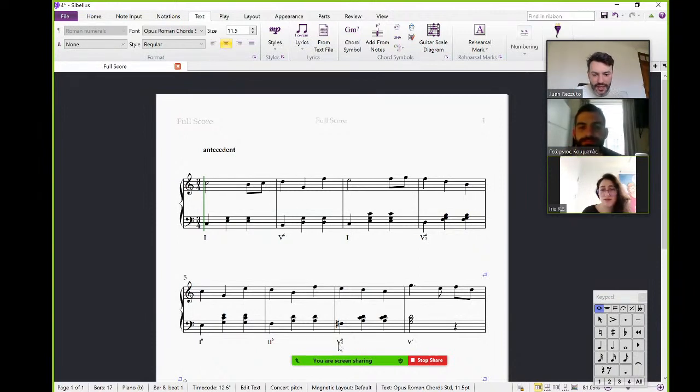Okay. Now I will try. I don't have an arrow in here, unfortunately. I don't have anything. So I will just do it like this. And that's it. Okay. And then this one is a neighboring chord actually.